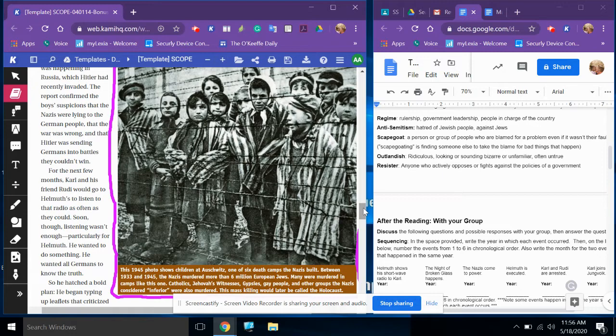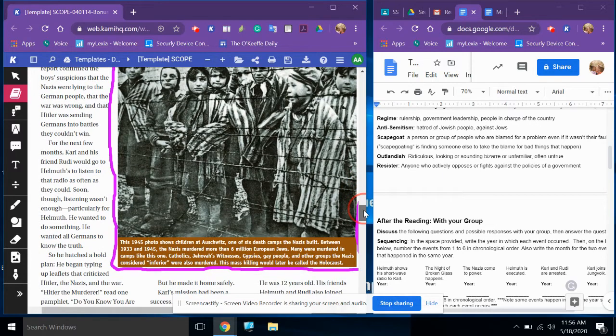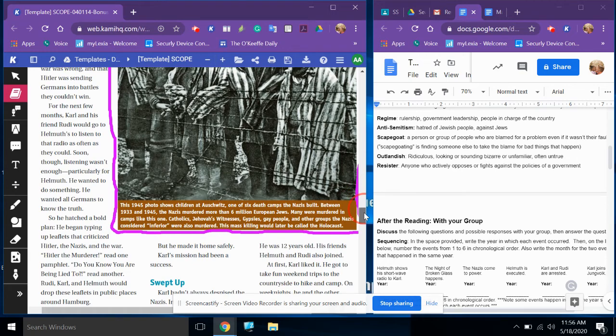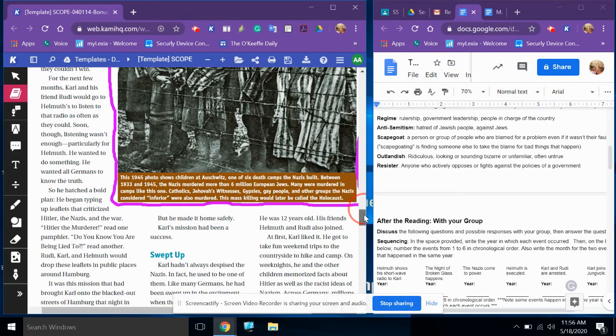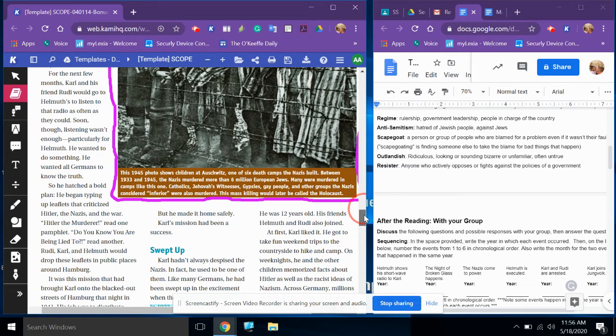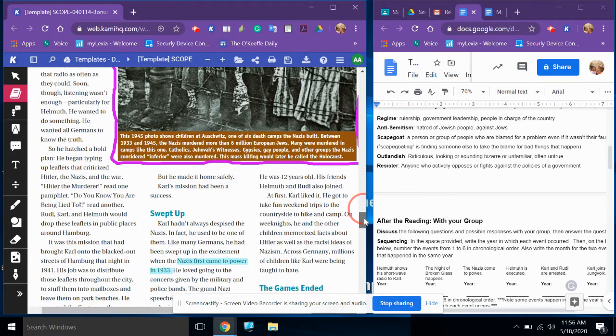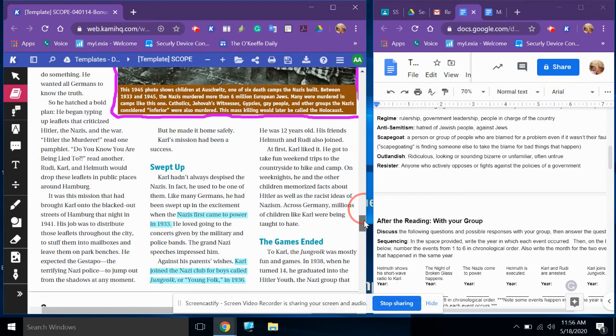He wanted all Germans to know the truth. So he hatched a bold plan. He began typing up leaflets that criticized Hitler, the Nazis, and the war. "Hitler the murderer," read one pamphlet. "Do you know you are being lied to?" read another. Rudi, Carl, and Helmuth would drop these leaflets in public places around Hamburg.